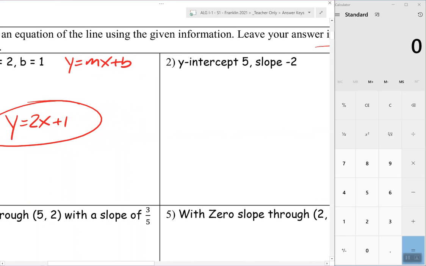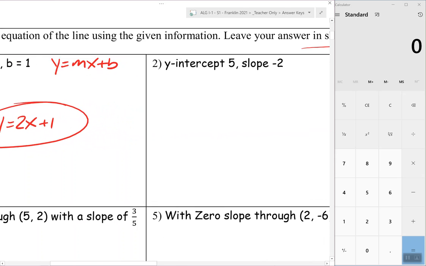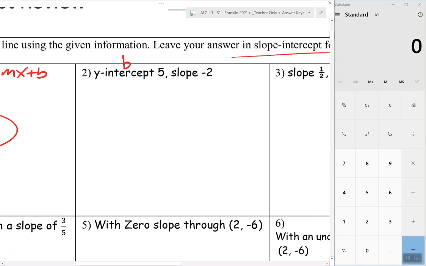Number 2 is very similar. It says y-intercept is 5, but the slope is negative 2. Well, just put those in the correct spots. Remember, the y-intercept is your b value, slope is your m value. So y equals negative 2x plus 5.